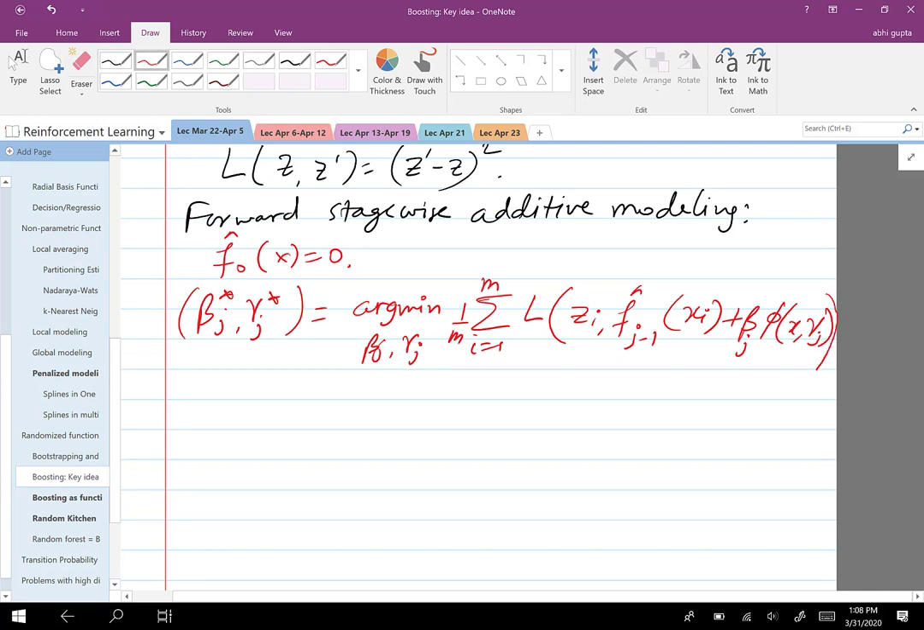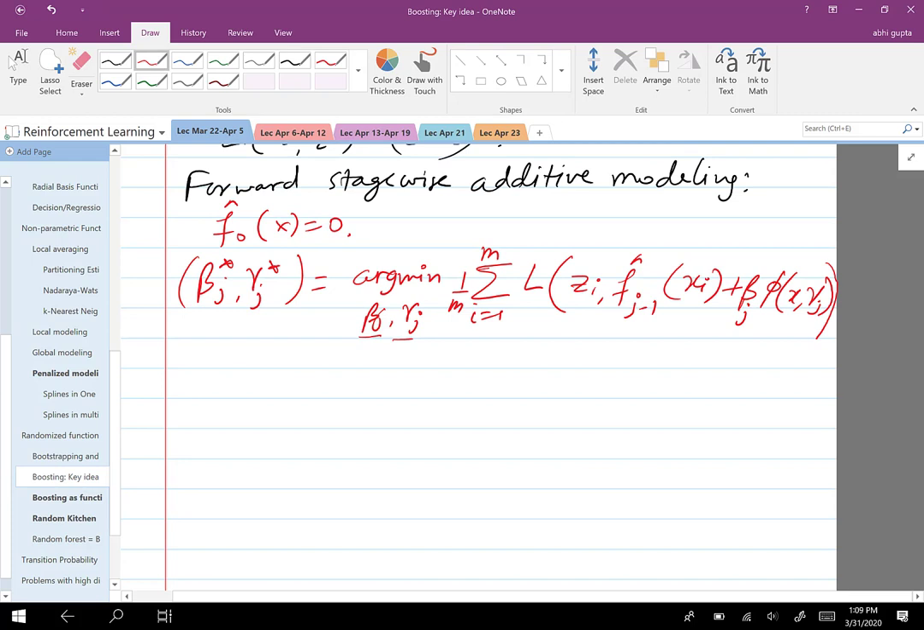Okay, so this is my optimization problem. I'm optimizing with respect to beta j and gamma j in order to get beta j star and gamma j star, and then I'm going to set f hat j of x as f hat j minus 1 of x plus beta j star phi of x, gamma j star.